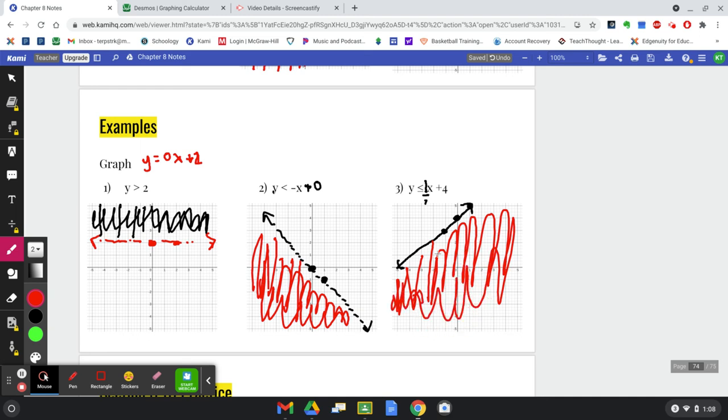Right, so any point, right, if I wanted to say, what is the solution to this? I can pick any point in here, right? I'll pick that point, 2, 0. And I can check that, remember, I can say when y is 0, is that less than or equal to 2 plus 4? 0 less than or equal to 6. Yep, so you can see that that's the correct side to be shaded.